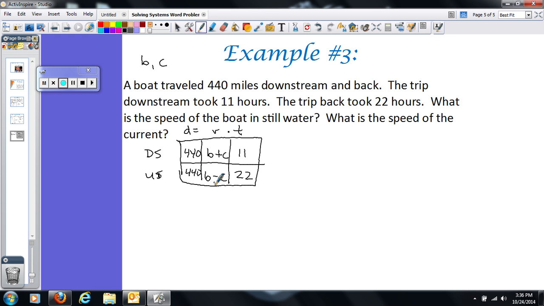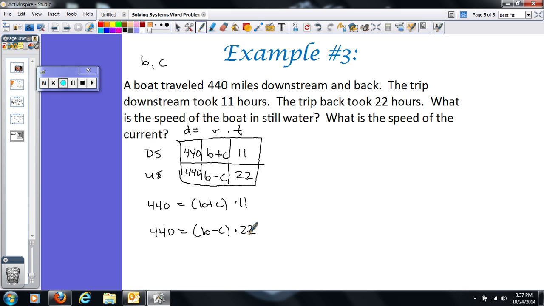Okay? It's B plus C because when you're going downstream, your boat is moving with the current. So you're not only traveling at the speed of the boat, but you're also traveling with the speed of the current as well. So you're going to add them together. On the way back, you're going against the current, so you have to subtract them. So this gives me the equations then of 440 equals B plus C times 11, and 440 equals B minus C times 22.